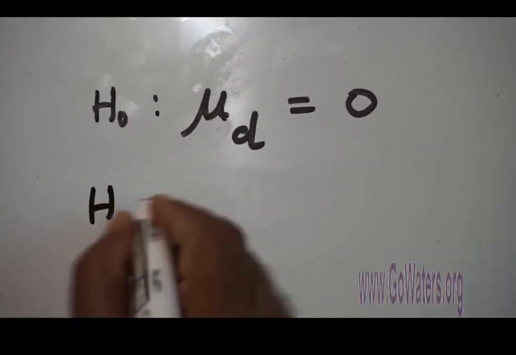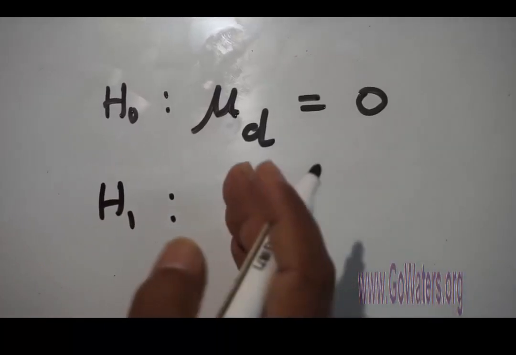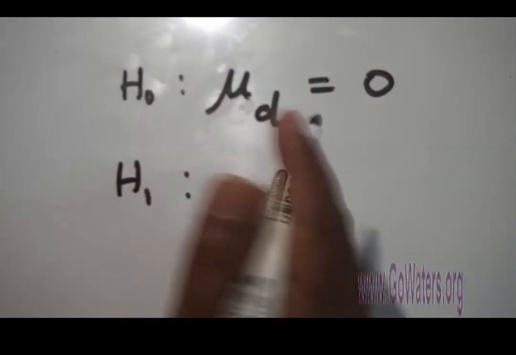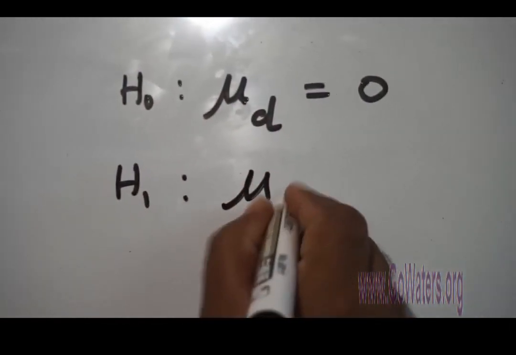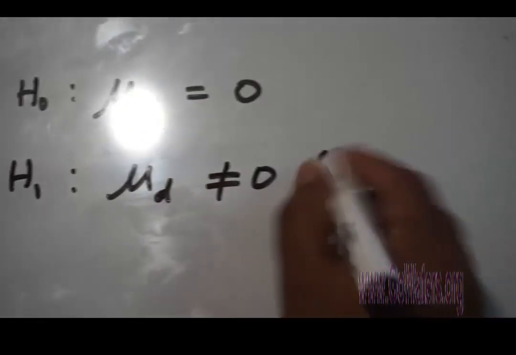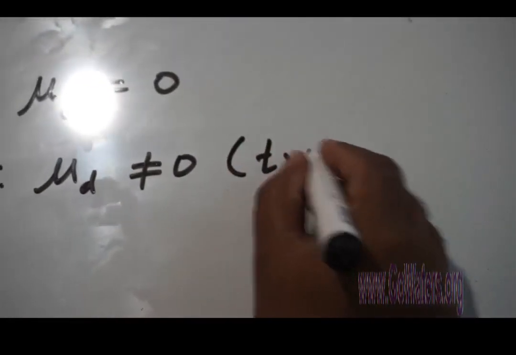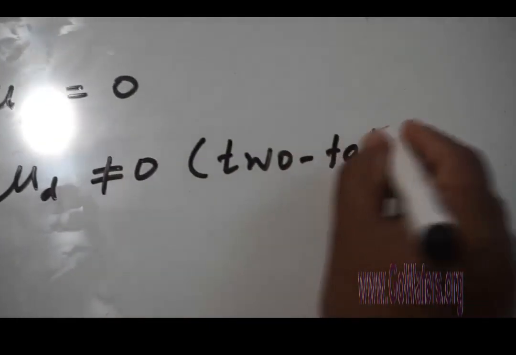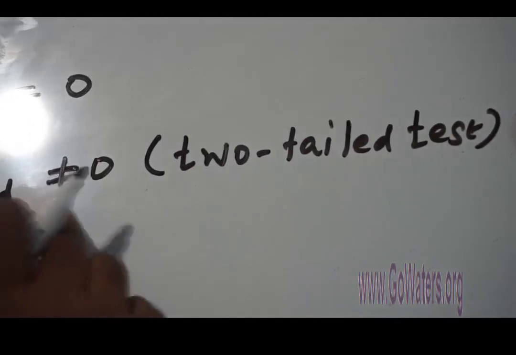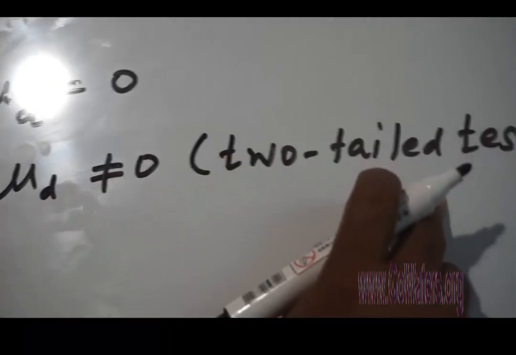And the alternative hypothesis? If not equal to 0, the weight may be different. So mu D is not equal to 0. This is my alternative hypothesis. So this is a two-tailed test, because the not-equal-to sign is there.